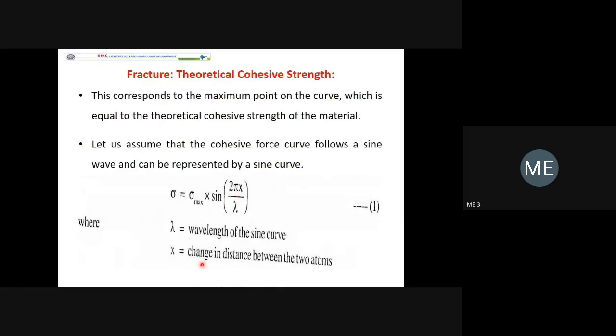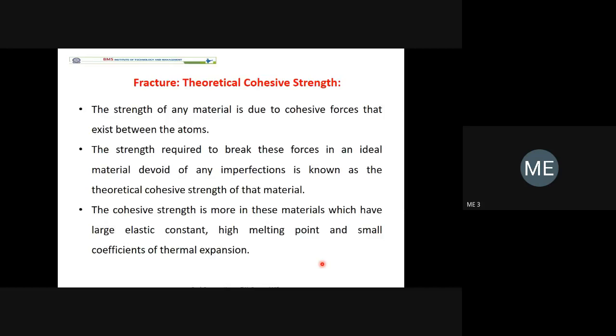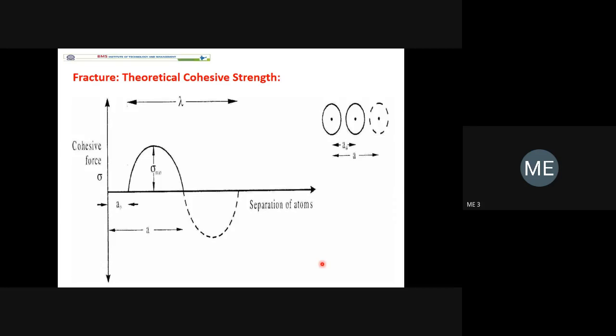So 2 pi x is the change in distance between the two atoms. What is the formula for the change in distance between the two atoms? A minus A naught. That is nothing but x. You can see this diagram.